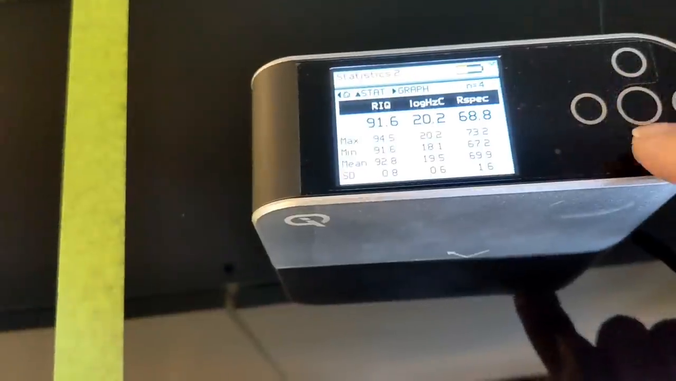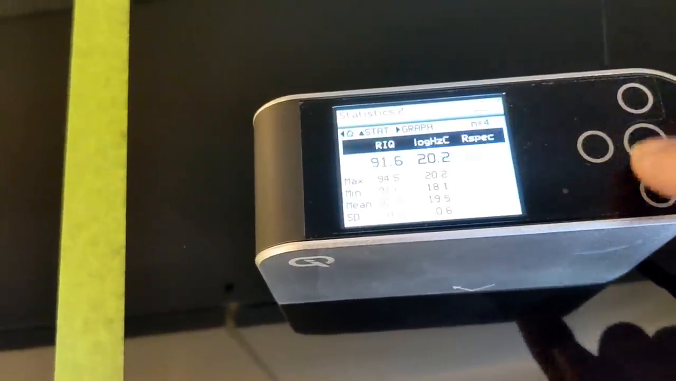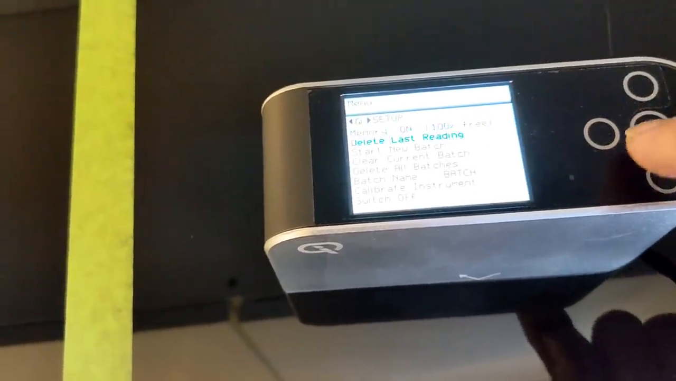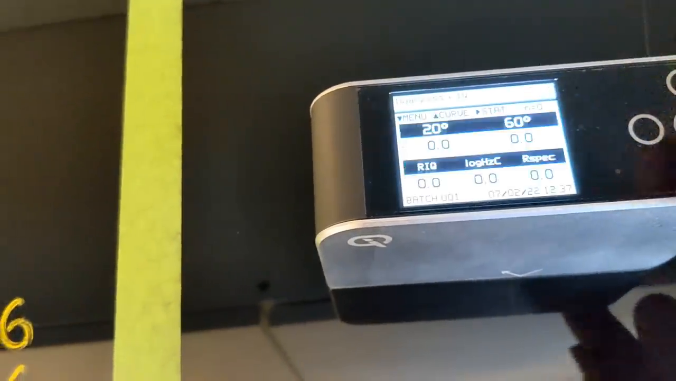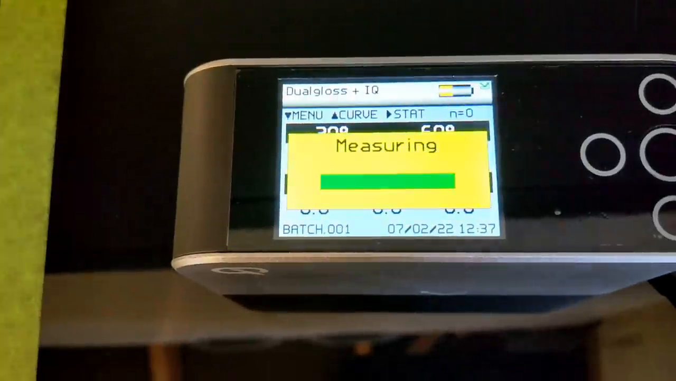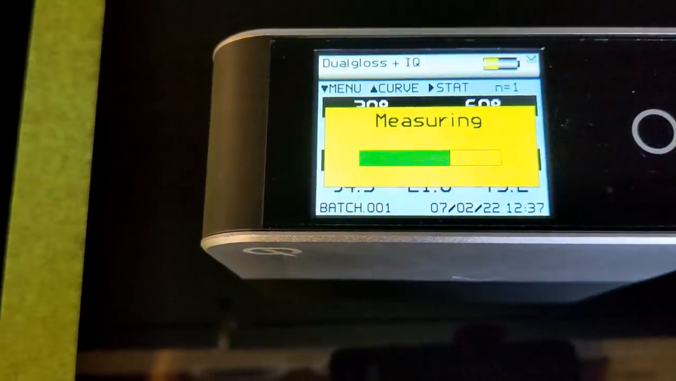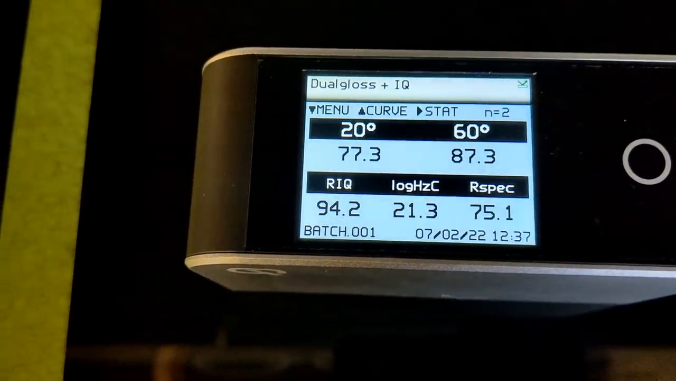Now let's go over to here and get rid of this. Where is it? Menu. I'm running out of batteries. Quick. Right, 4 readings. Let's go. I reckon the gloss might be a bit lower. Oh, no. Okay. This thing doesn't lie.